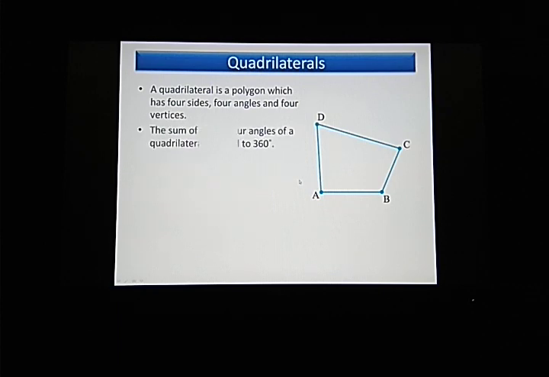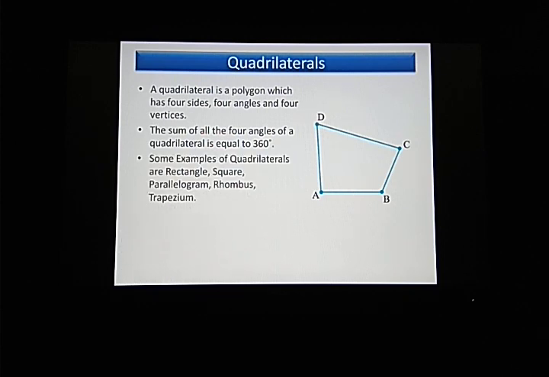Clear? Now next, the sum of all four angles of a quadrilateral is equal to 360 degrees. This is one of the properties of a quadrilateral, which is called the angle sum property: whenever we add all these four angles, angle A plus angle B plus angle C plus angle D, the resulting sum is equal to 360 degrees. Whatever the angles may be, whenever we take the sum of all four angles, the result is always 360 degrees.